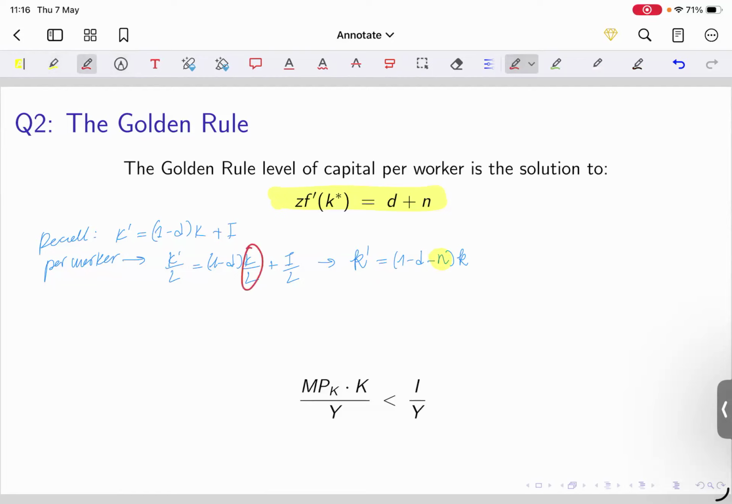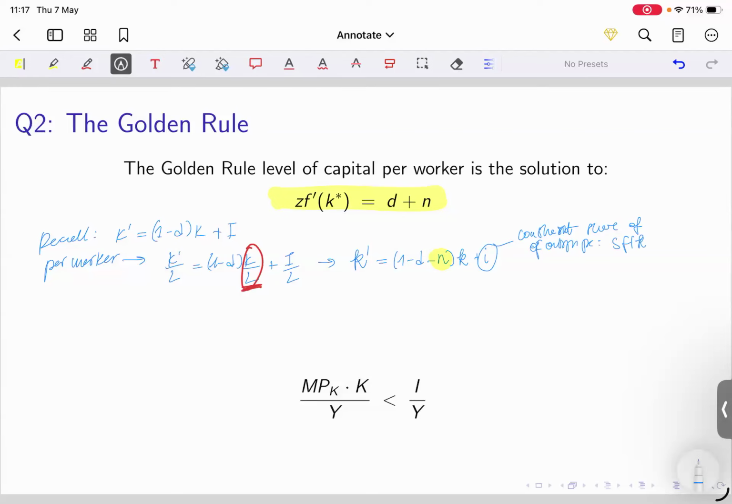Why? Because look at this. I need to divide it by the total population. If the population is growing, I will need more and more capital, right? And then, of course, I need to add what I invest. And we know that in these models, this is a constant share of output. And we denote this share by S.